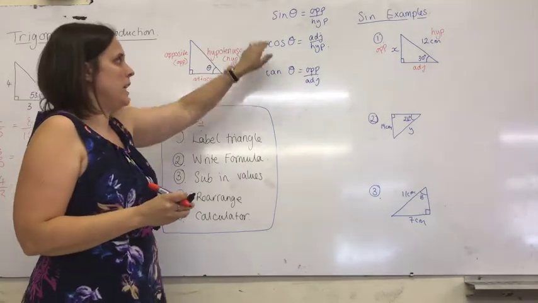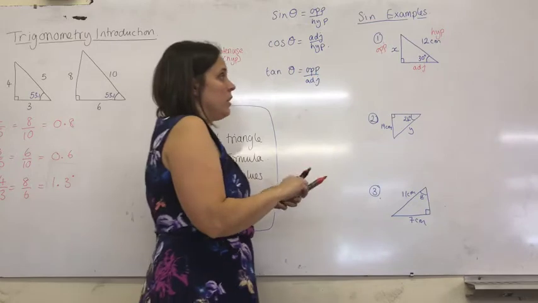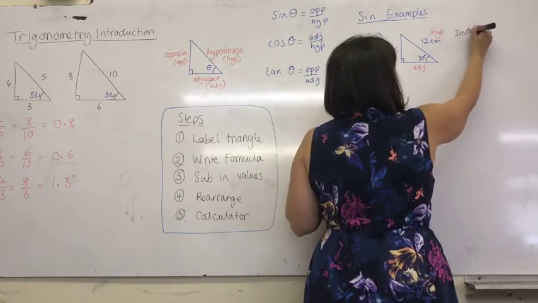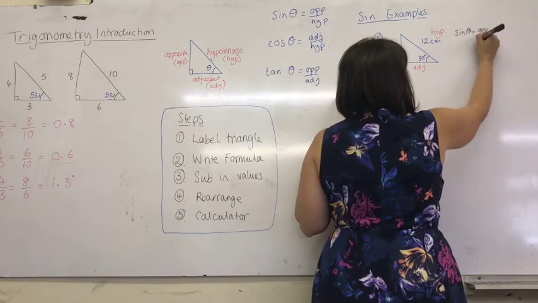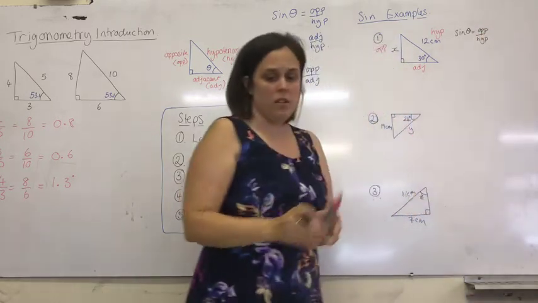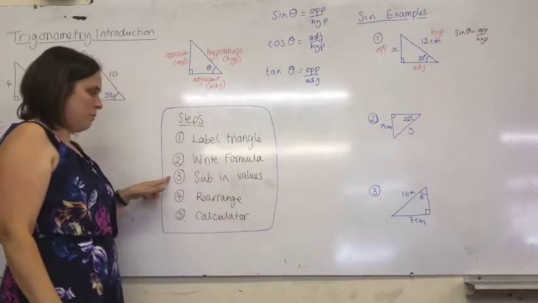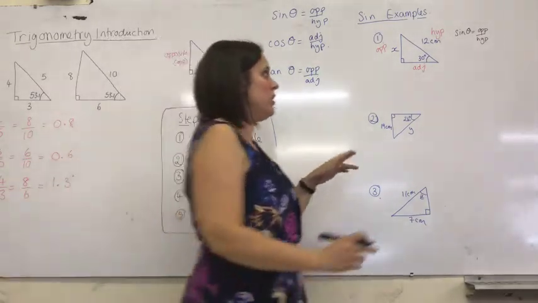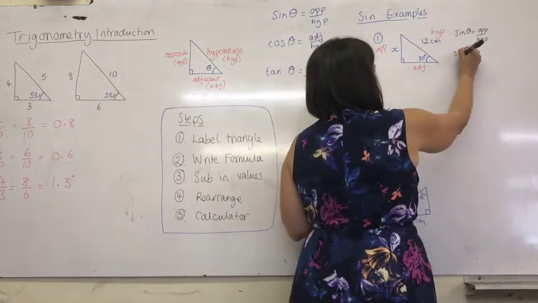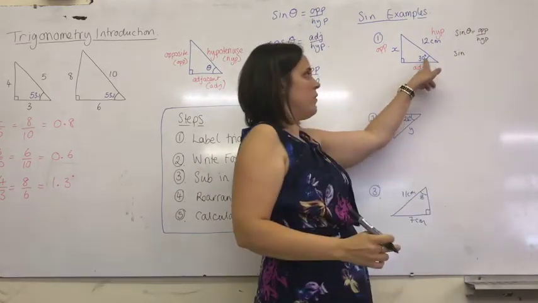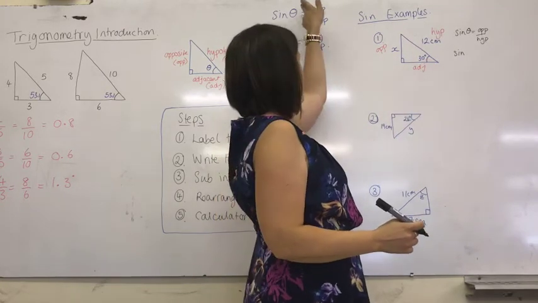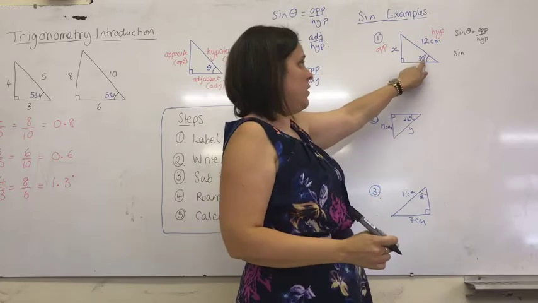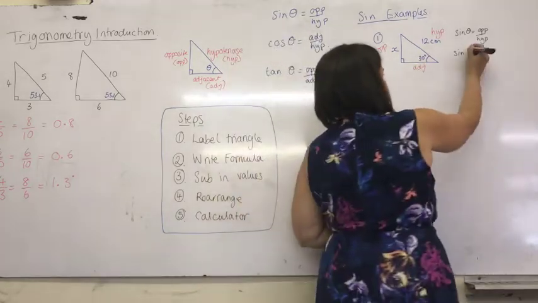Step 2, we're going to write the formula. Now, I've got the formula here, we're using sine, so the first thing I'm going to do is write down sine theta equals opposite over hypotenuse. And then, number 3, substitute in the values. So that's the values you've been given in the question. So, sine, now instead of theta, theta stands for the angle. Okay, remember I said to you that letter theta we use to represent the angle. So instead of theta, we're going to write 30.